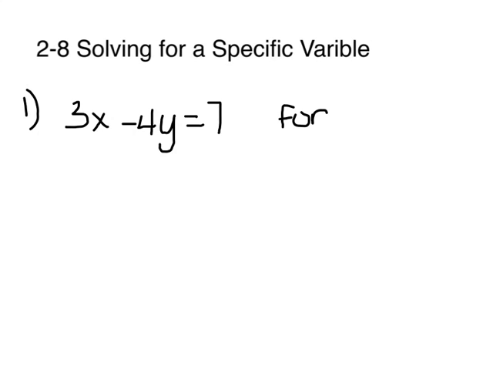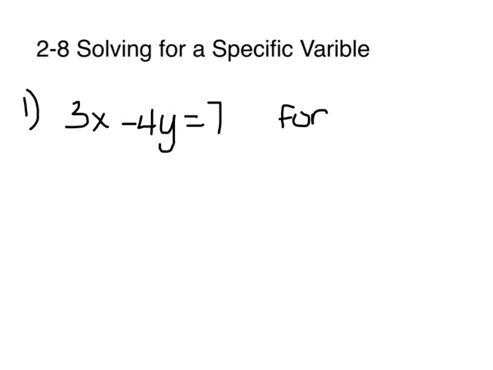This lesson will be on 2-8, solving for a specific variable. In example 1, we'll take the equation 3x minus 4y equals 7, and we'll be solving for y. What this means is we want to get this y right here by itself.